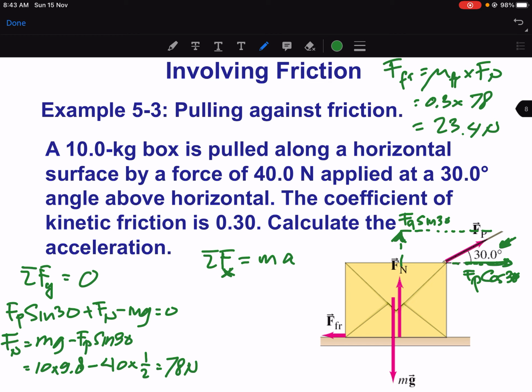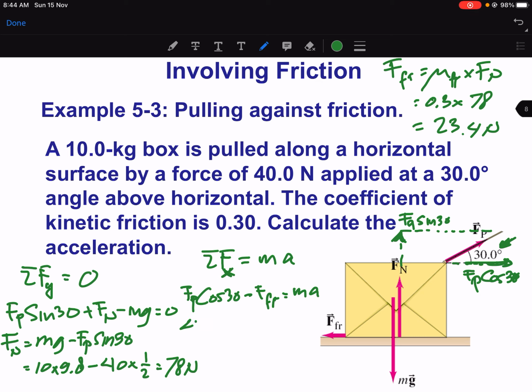Now let's go to the Fx, which is equal to ma. What are the forces involved in the x-axis? Of course, the one at the right is Fp cos 30. The one at the left, which is then minus, is Fr, equal to ma.